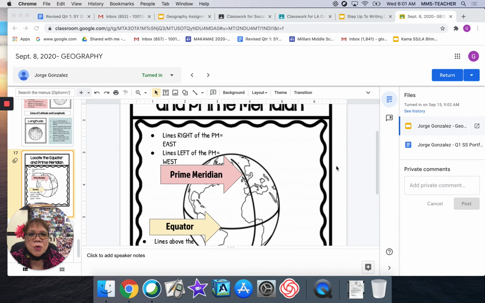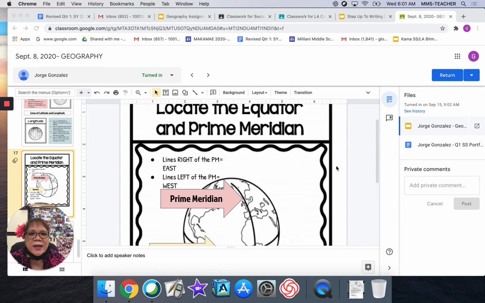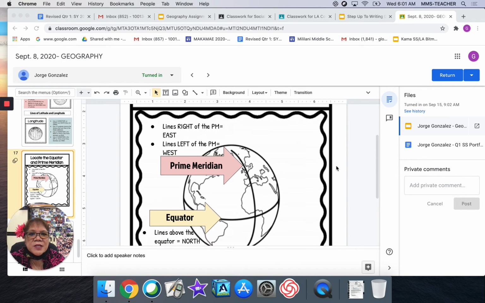Today, I'd like to just go over the prime meridian and the equator. If you notice here on my screen, I'm showing a picture of the Earth. Prime meridian is 0 degrees longitude. Any lines that are on the right side of the prime meridian is east longitude. Any lines that are on the left of the prime meridian, which is 0 degrees longitude, is west longitude. Okay? So again, with the 0 degrees prime meridian, any lines to the right is east longitude, any lines to the left is west longitude.